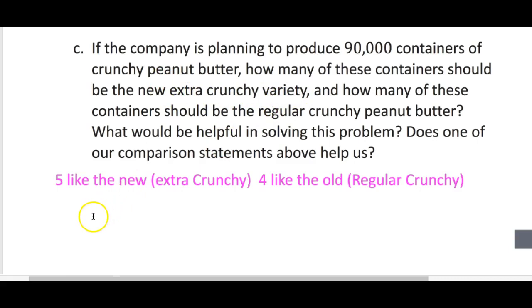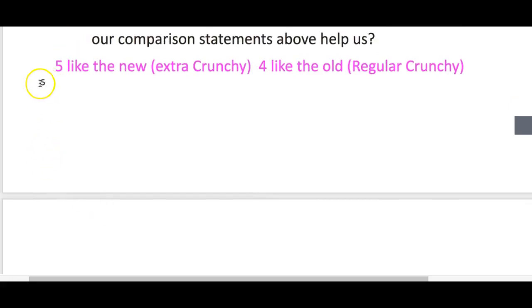What's our ratio for the new extra crunchy compared to the total parts we're talking about? The fraction we had was 5 compared to the total amount, 5 fraction bar 9. So 5 to 9 would be how many we really want to have. 5 out of every 9 should be new. Now, we have 90,000. So what can we use to help us figure this out?